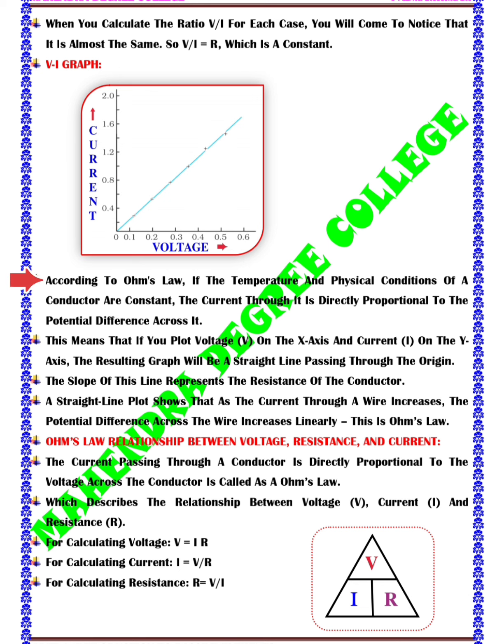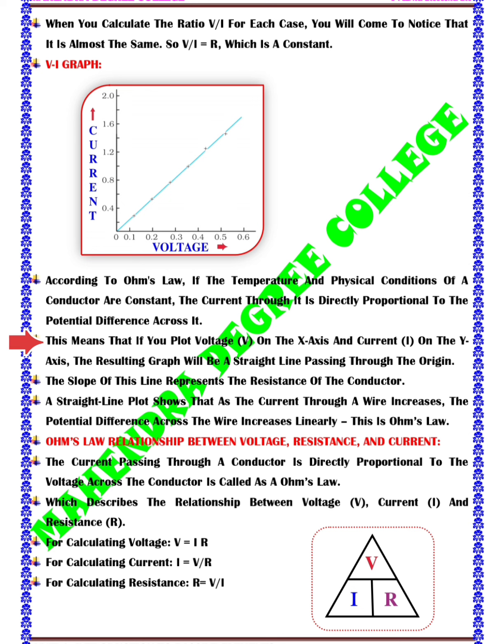According to Ohm's law, if the temperature and physical conditions of a conductor are constant, the current through it is directly proportional to the potential difference across it. Simply, it states that for a conductor, if temperature and other physical conditions are kept constant, the current flowing through it is directly proportional to the potential difference, meaning voltage, applied across its ends. This relationship is mathematically expressed as V equals IR, where V is the potential difference, I is the current, and R is the resistance of the conductor.